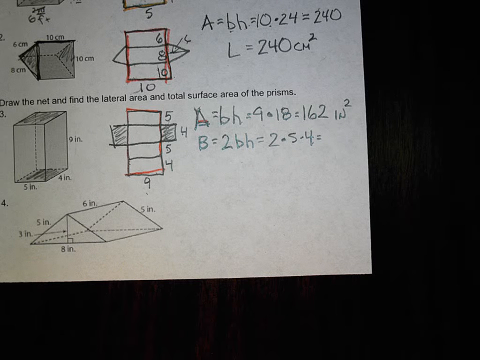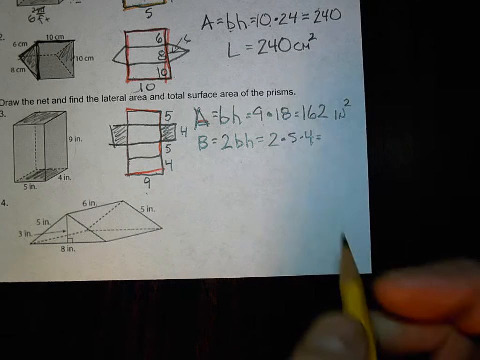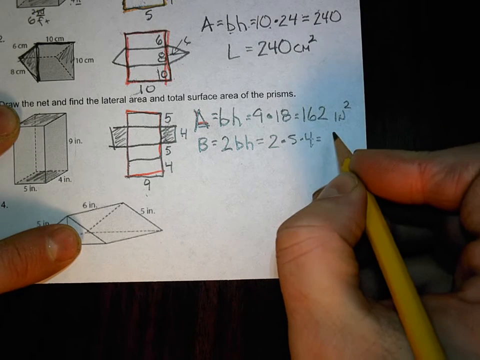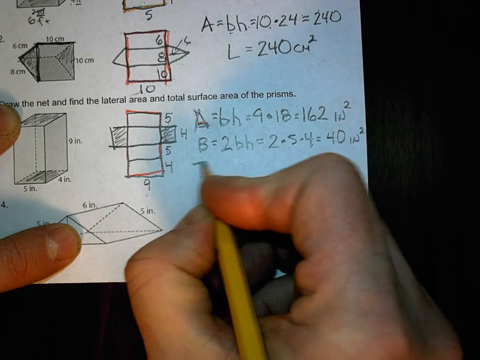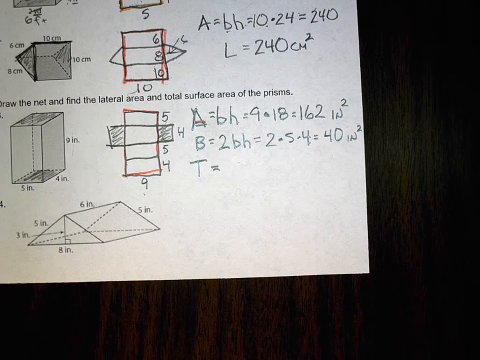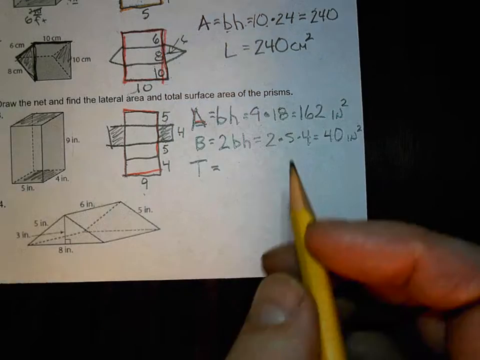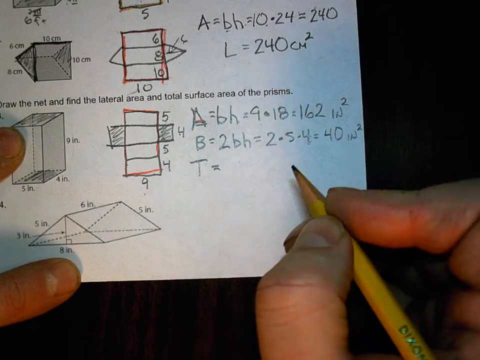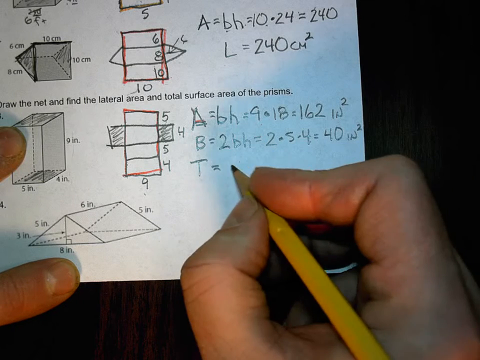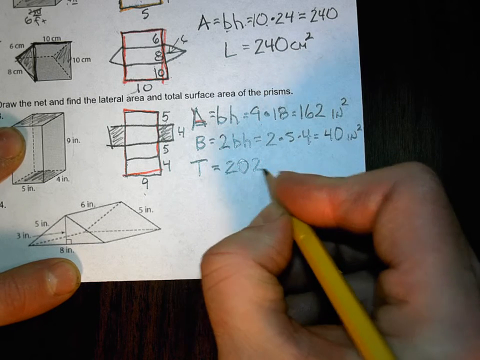I like this better. Last year I remember someone tried to teach me the long formula, and it just confuses people. So we've already had some lovely people tell us the answer is 40 inches squared. Now total surface area. Total surface area is just add them all together. What's 40 plus 162? 182? That's almost right. 202 inches squared.